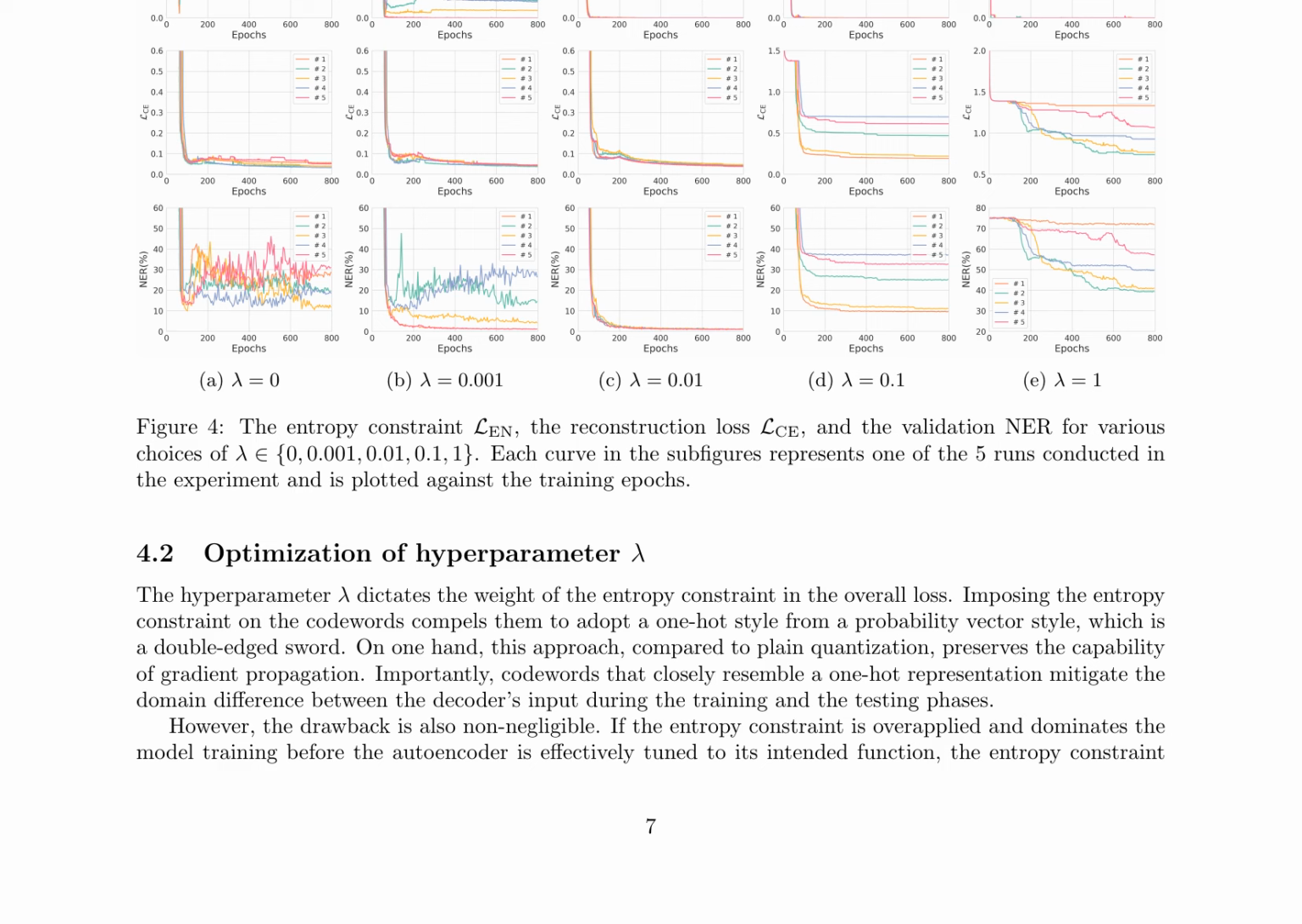The authors also explore the optimization of the hyperparameter lambda, which dictates the weight of the entropy constraint in the overall loss. The results of experiments with different choices of lambda are presented in Figure 4, showing the entropy constraint length, reconstruction loss LCE, and validation NER for each run.